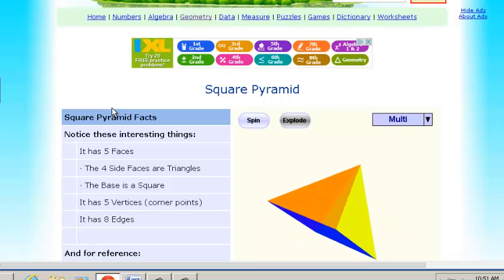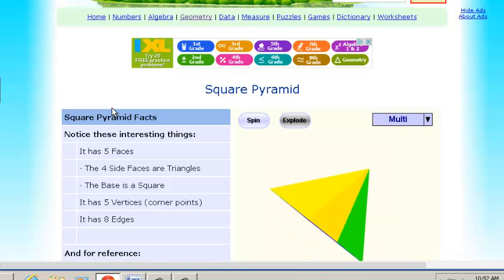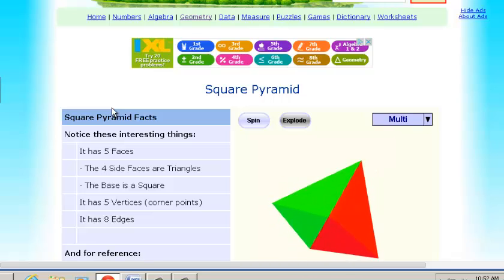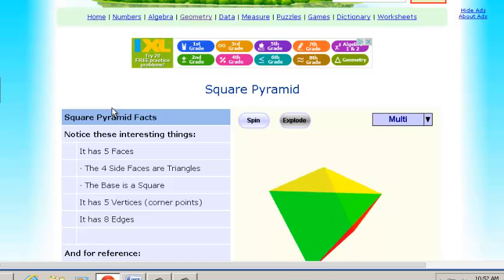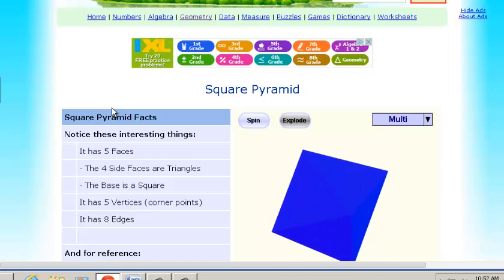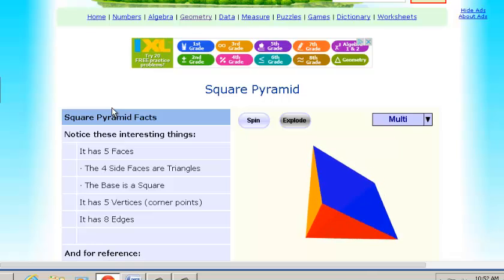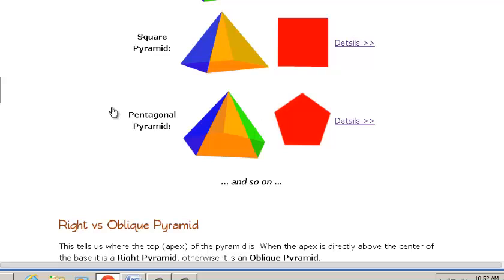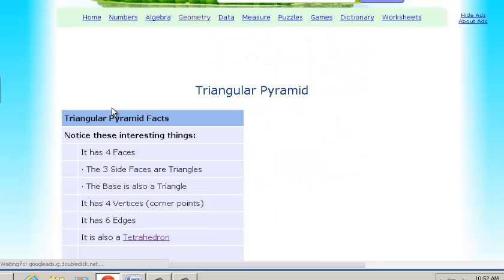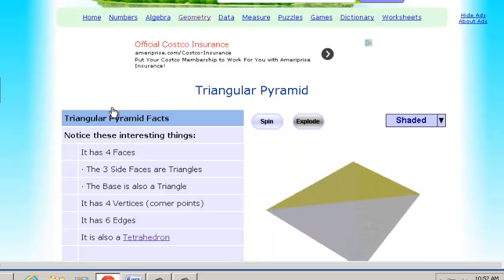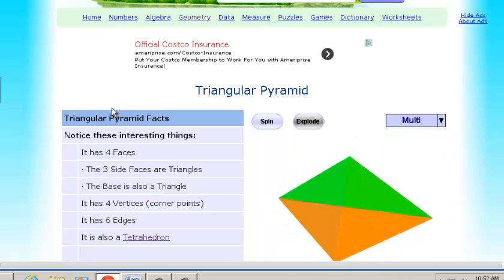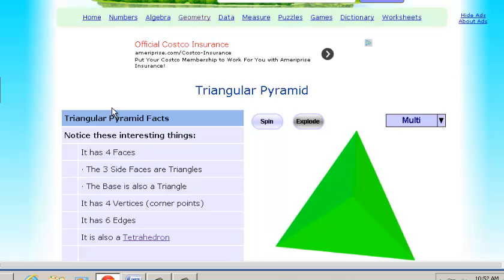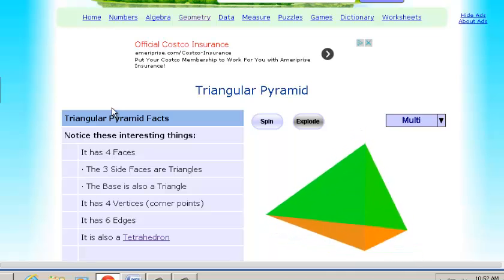I'm trying to slow it down. This is a pyramid where you have something called the apex. That means everything is connected to that top point, the peak, and then your base here in this case is a square, so it's called a square pyramid. We can have different pyramids, so let's go ahead and take a look at another one. This is a triangular pyramid where you have the base as a triangle, and then if you look, everything is connected to the top.